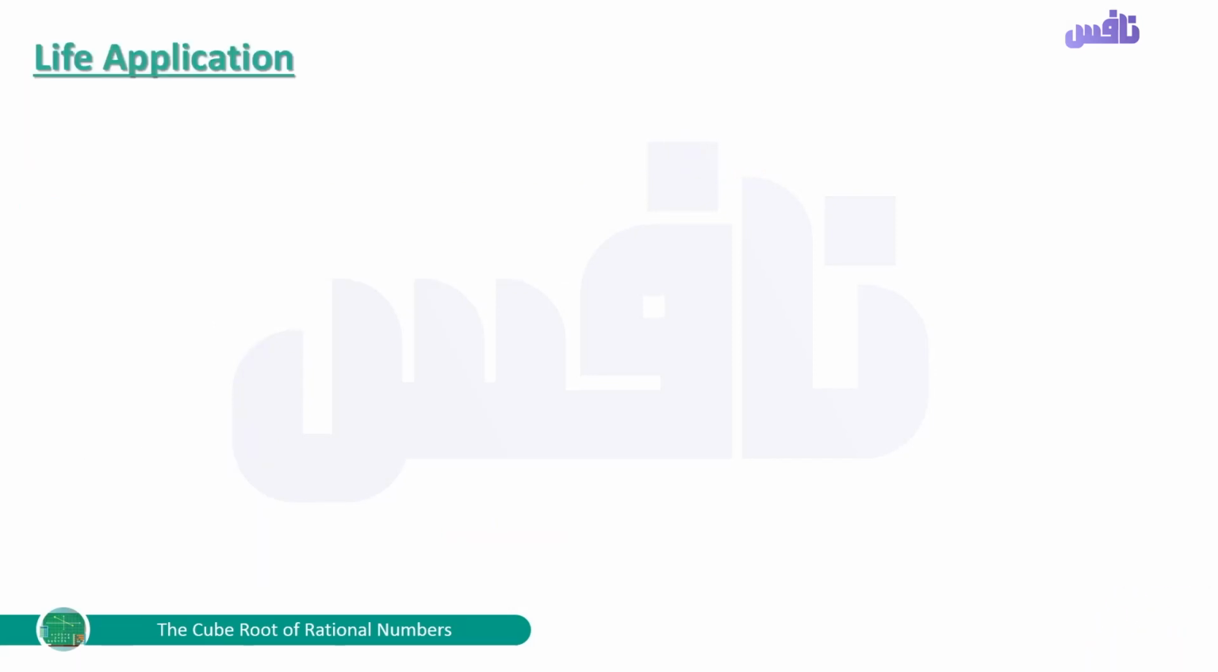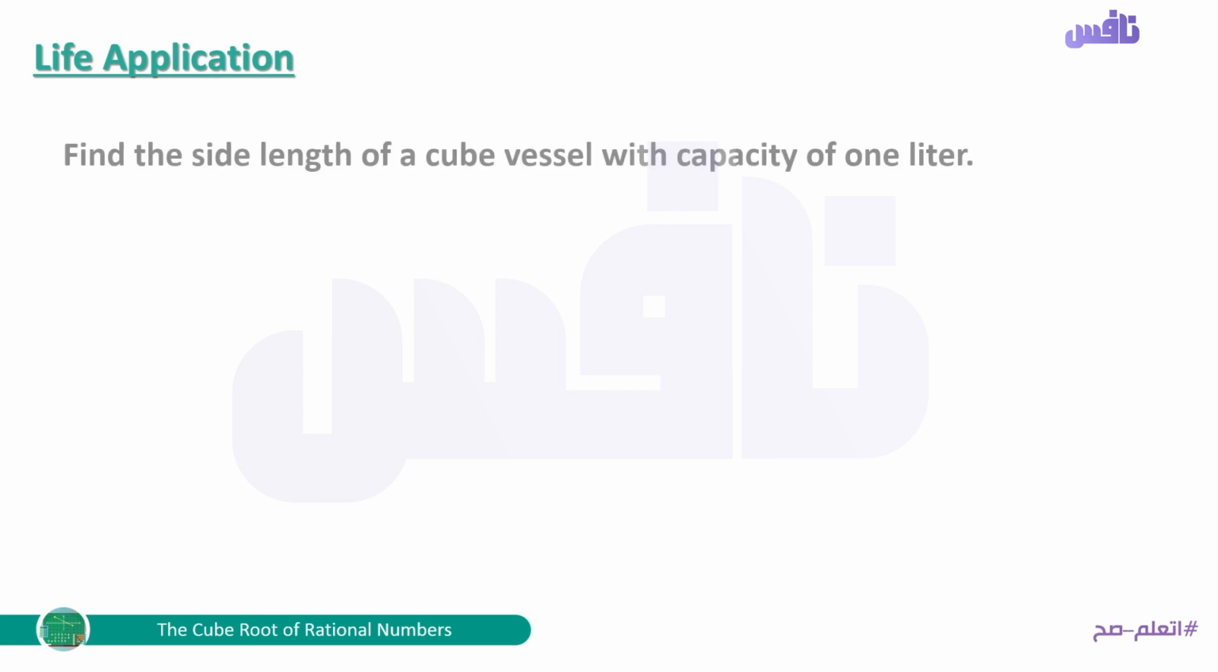The last example, life application. Find the side length of a cube vessel with capacity 1 liter. يعني أنا عندي vessel على شكل كيوب الكاباسيتي بتاعتها 1 لتر. يعني أنا ممكن أحط فيها 1 لتر، 1 لتر ووتر اويل اي حاجه.